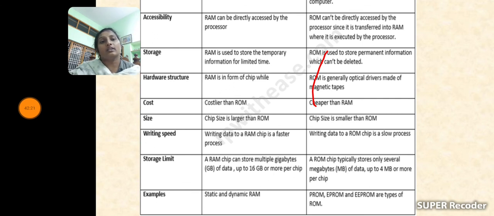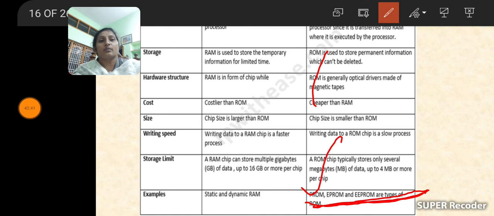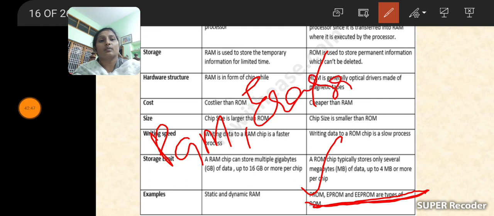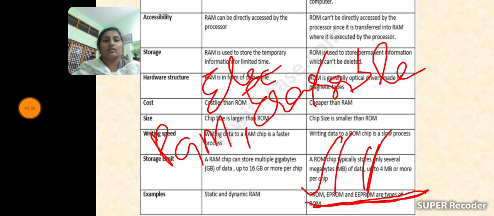And while coming to the examples of read-only memory: PROM, programmable read-only memory, EPROM, erasable programmable read-only memory, and EEPROM, electrically erasable programmable read-only memory. What are the examples of the ROM? These are the examples. First one is PROM, programmable read-only memory, the next one is EPROM, erasable programmable read-only memory, and the next one is EEPROM, electrically erasable programmable read-only memory. These are the examples of our ROMs.